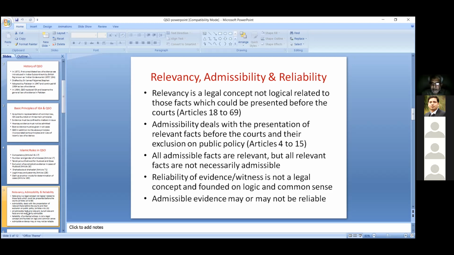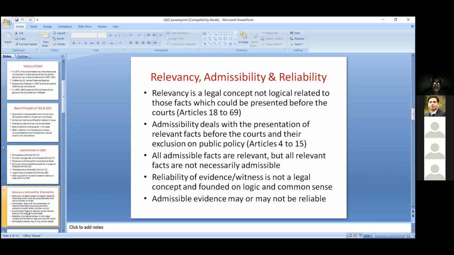All those pieces of evidence which are relevant and are allowed to be presented before the court, and the court can deal with them, and there is no prohibitory clause in the law of evidence, those pieces of evidence are considered to be admissible. Generally all admissible evidence is relevant evidence. So admissibility presumes that it was legally relevant. That's why that piece of evidence is allowed to be presented in the court.